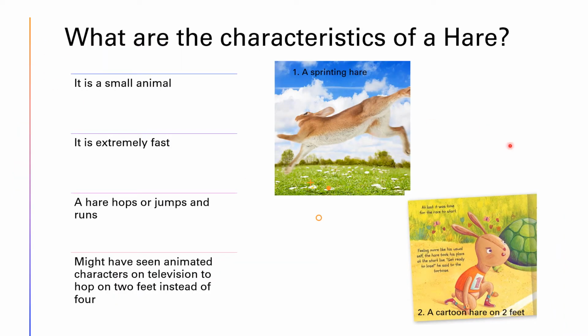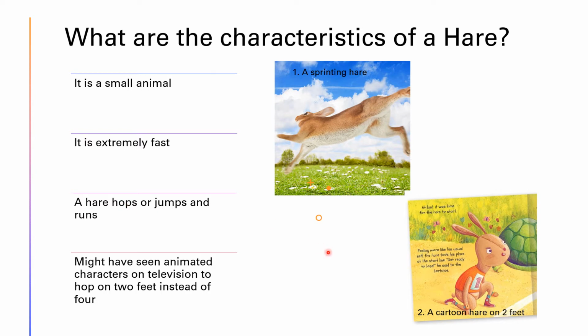Now, we have come to the characteristics of a hare. I have put two images over here which show us certain characteristics of a hare. The first thing is that it is a small animal, and you can see from both of these pictures that it is quite small in comparison to its surroundings. Second, it is extremely fast. The first picture that I'm pointing to shows a sprinting hare. You can see that it moves by jumps, and these are really long jumps.